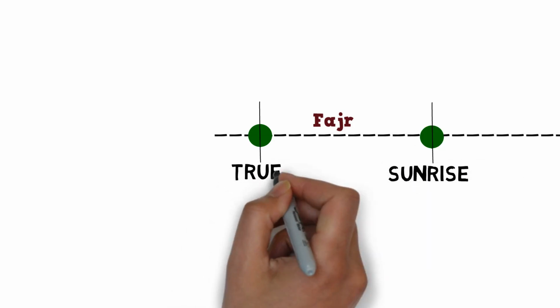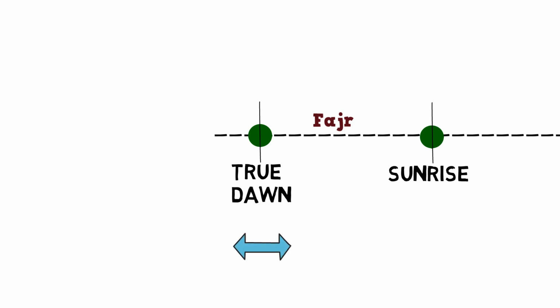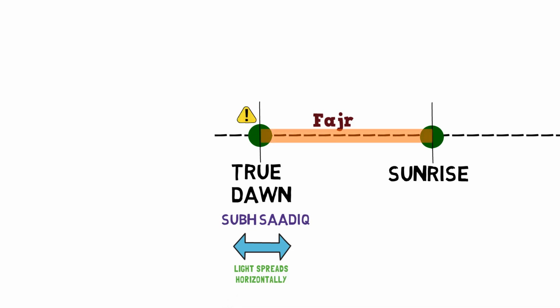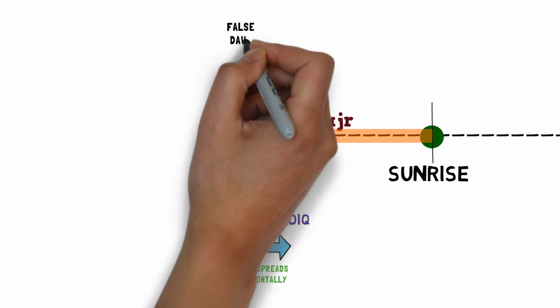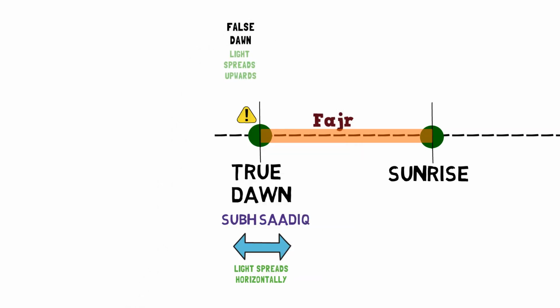So a true dawn or Subh Sadiq is when the light first appears on the horizon, and this light is horizontally spreading across the horizon. It's worth mentioning here that there is something known as false dawn. This is when the first light appears, but the light goes vertically upwards, and this is false dawn.